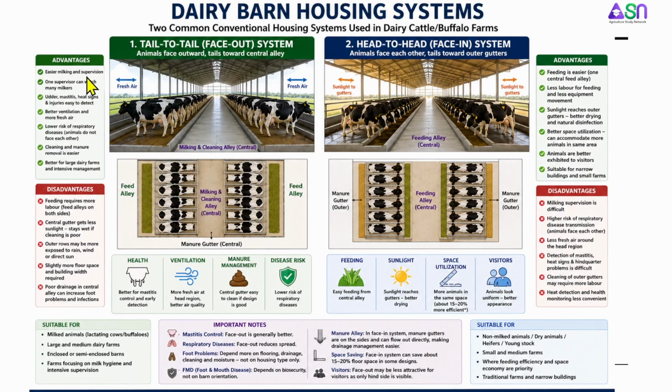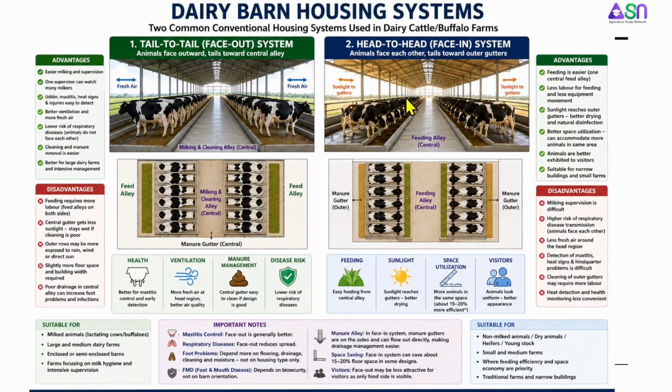Here, the milking and supervision of animals is easier. We can easily detect any diseases in the cattle, and animals do not face each other, so there is a lower risk of respiratory disease. There is better ventilation and manure removal, as cleaning is easier here. Many people consider this the best design for milk animals, but if we look at the disadvantages, there are feeding alleys on both sides, so it requires more labor work. Also, the central gutter part gets less sunlight, so it might stay wet if proper cleaning is not done, and sometimes poor drainage might affect the cattle.